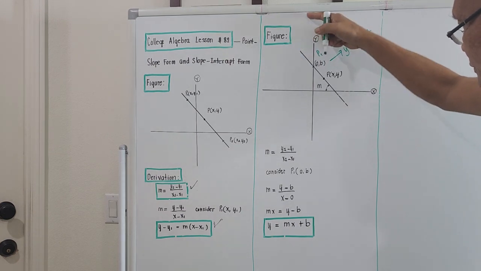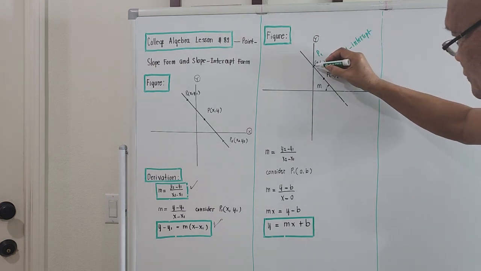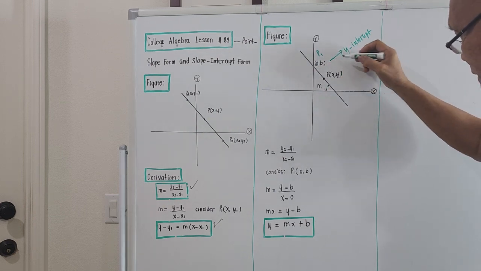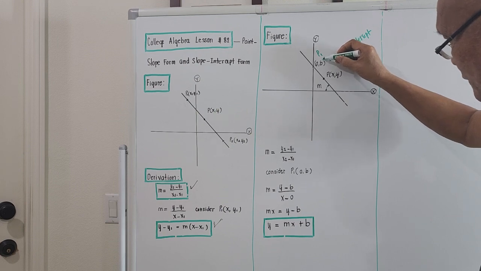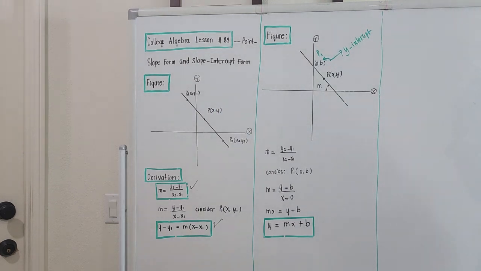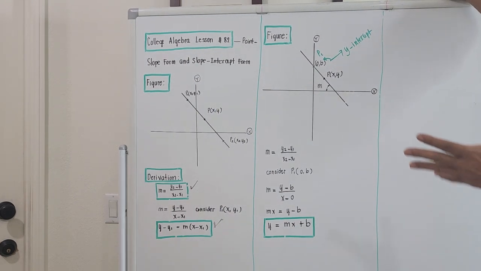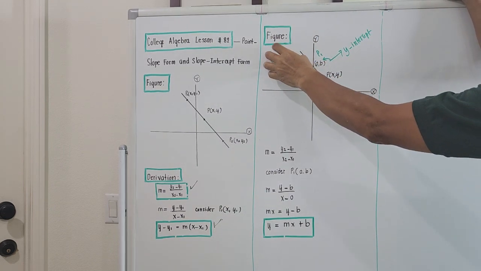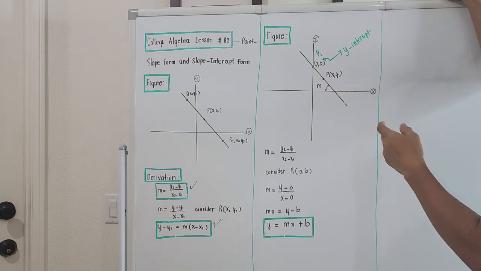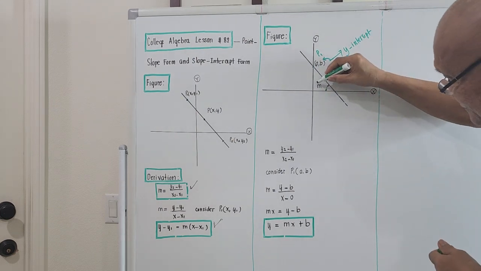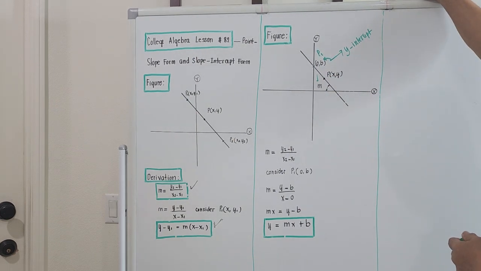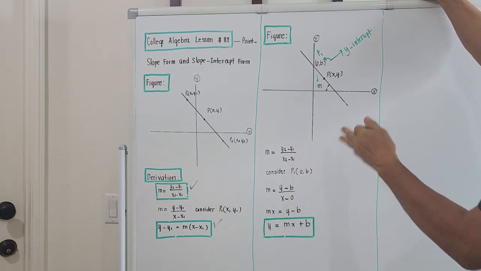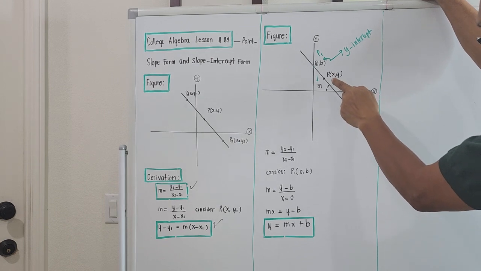Meaning, for this second figure, we are given this point, and the coordinate of this point is actually (0, b), and b is actually the y-intercept. Right? What is also given for this figure? The slope of the line is given.